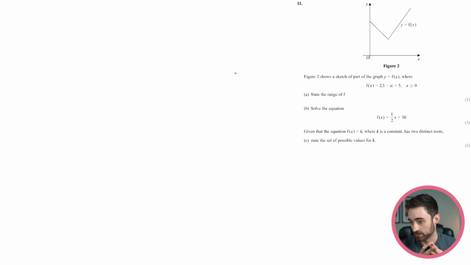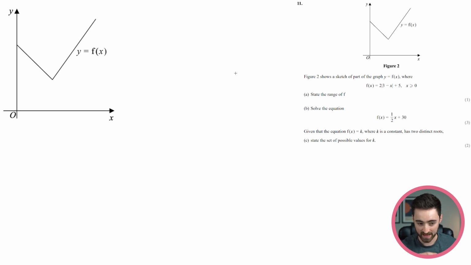Question 11. Figure 2 shows a sketch of a part of the graph y equals f of x, where we've got some modulus and some other stuff kicking off. State the range of f. Okay, let's get this graph up here so we can talk about it. We can clearly see it goes down to whatever this point happens to be, and then it just goes up, and it keeps going up.